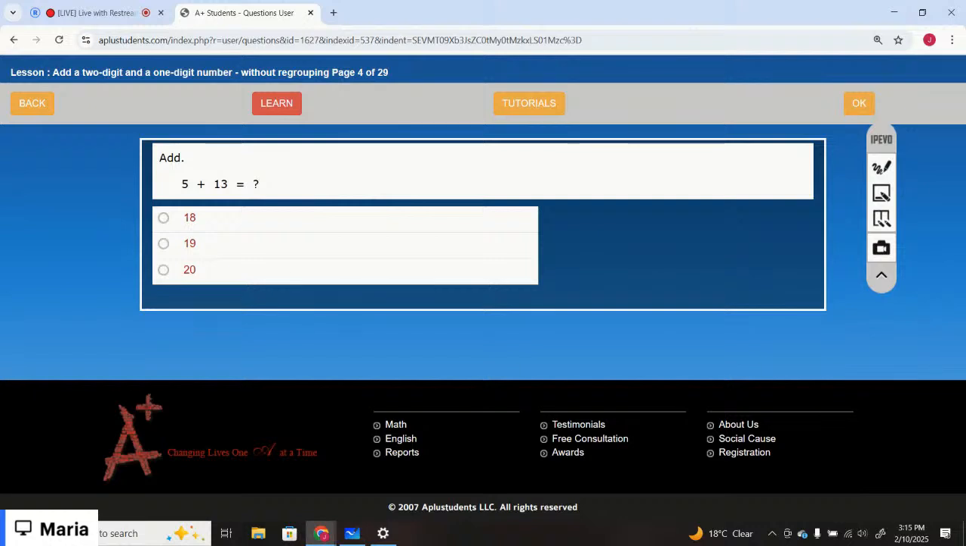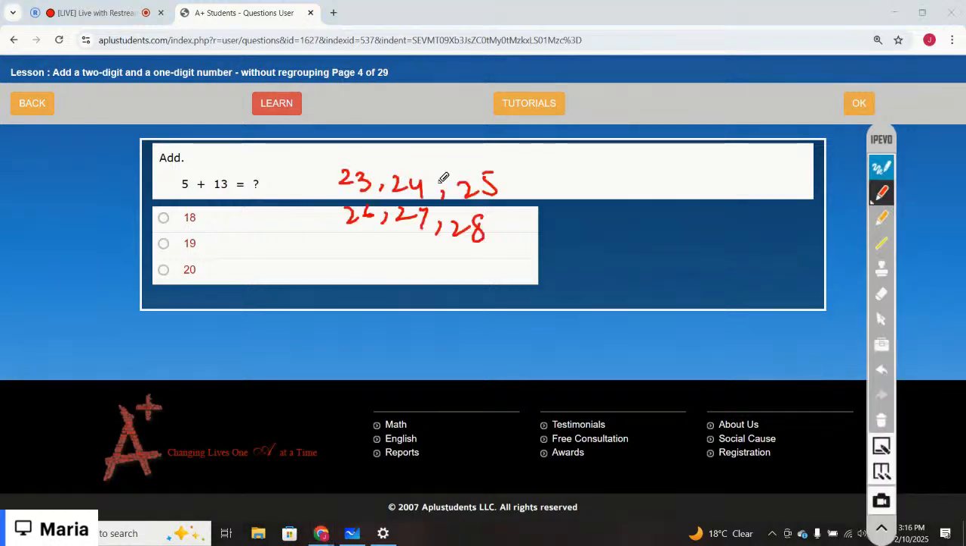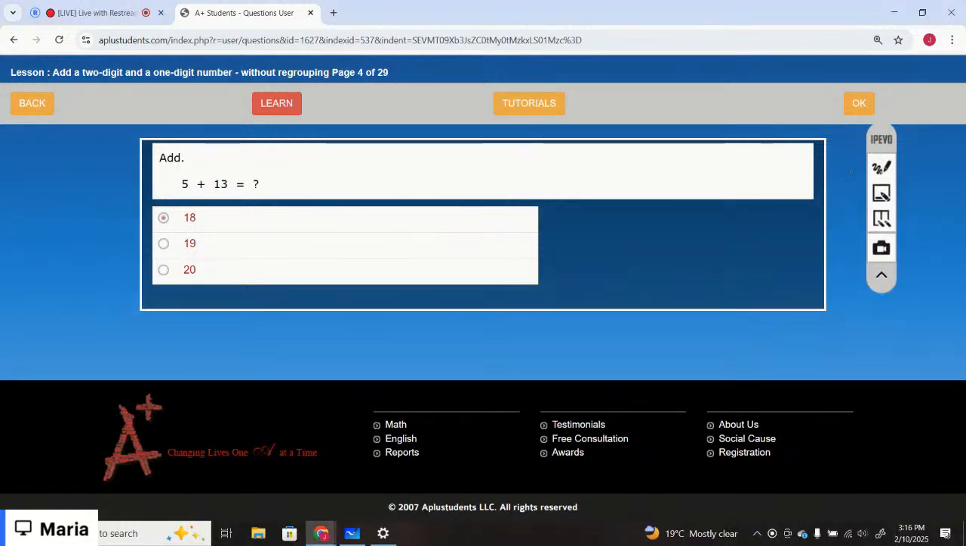13 plus 5, which is the correct option? So start with 13 and count up 5. So that is 13, 14, 15, 16, 17, and 18. So the correct option is 18. Option number 1 is the correct option.